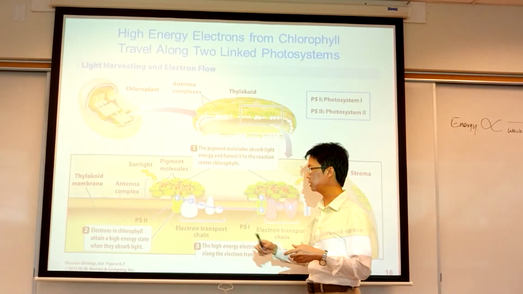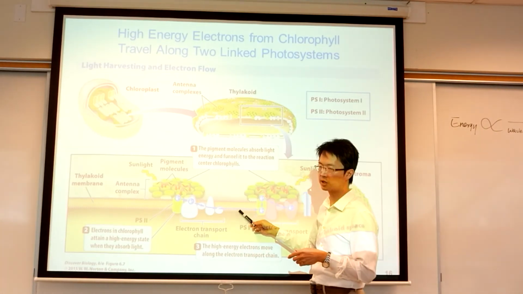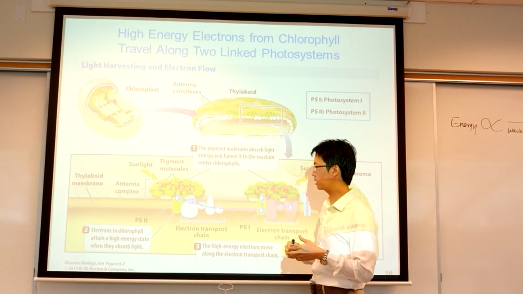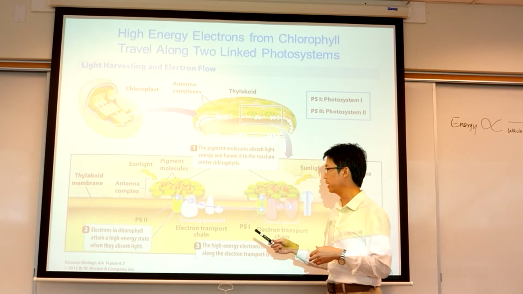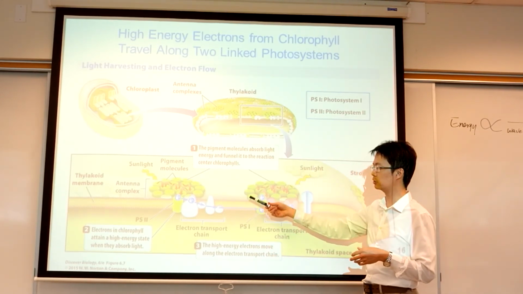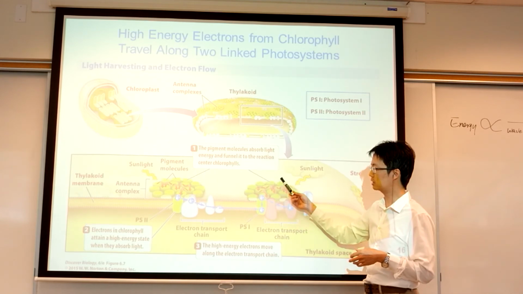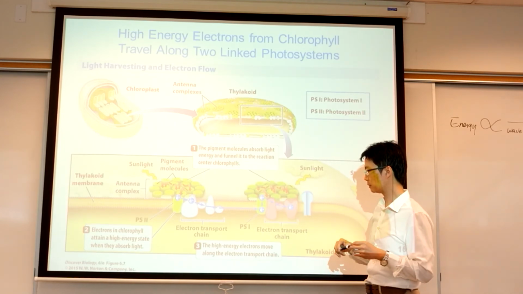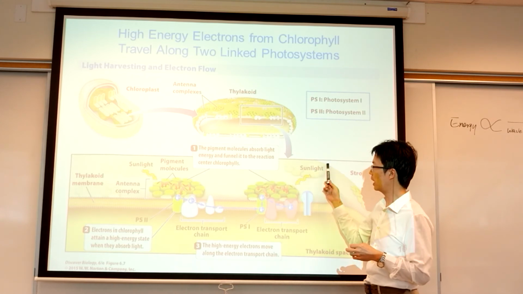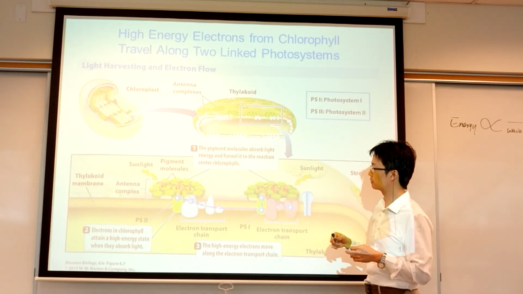And then the high energy electron will go through an electron transport chain, similar to the electron transport chain in cellular respiration. And then they will pass the high energy electron through the electron transport chain to photosystem 1. When photosystem 1 receives this high energy electron, the sunlight will also stimulate photosystem 1.